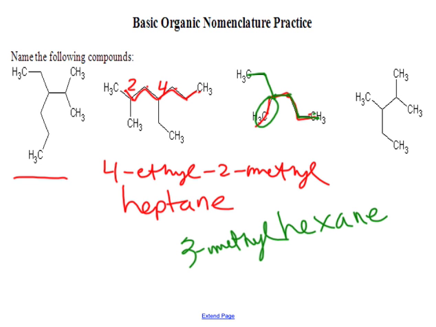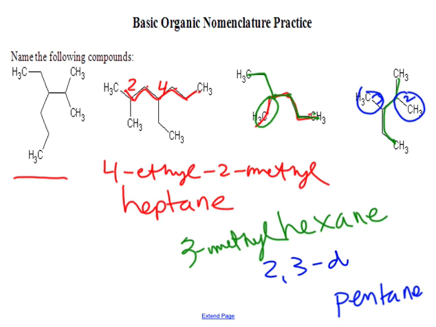So this one, we'll start here. This is obviously going to be longer this way. 1, 2, 3, 4. It doesn't matter. 5. All right, that's a chain of 5. That's a pentane. And then what do I put on that? There's a 2 and a 3. Not 2,3-methyl. Exactly. 2,3-dimethyl. If I have 2 numbers, I need a di. If I have 3 numbers, I need a tri.